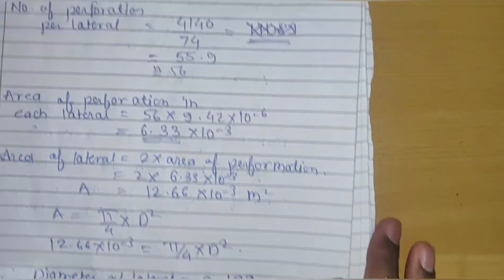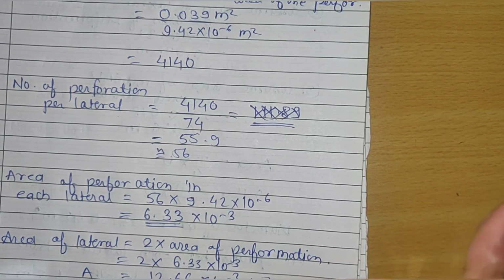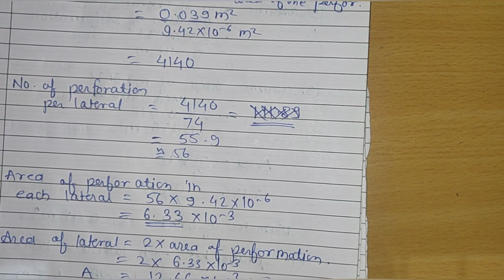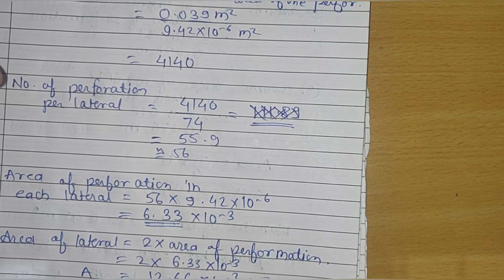This is the design of rapid sand filter and under drainage system. In the under drainage system, we have to find the total area of perforation, number of perforations, then area of lateral, then diameter of lateral, then area of manifold, and the diameter of manifold. These are the parameters that we have to design for designing the under drainage system of rapid sand filter.